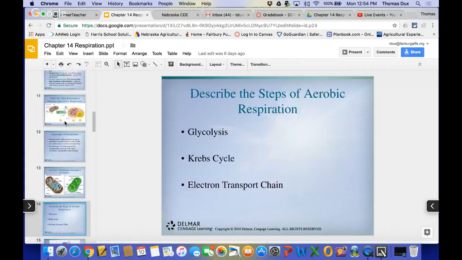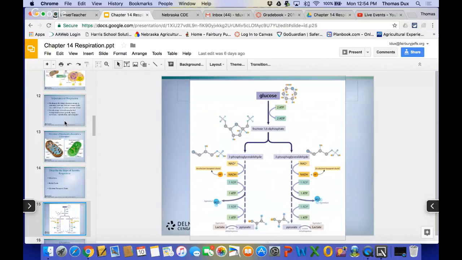Okay. First one here, glycolysis, and we've already talked about these 3 steps. You got this, Cody? You got these 3? Good.